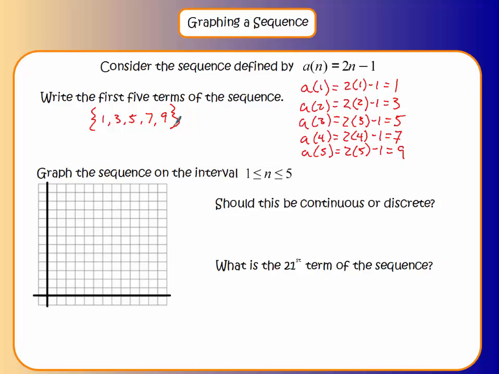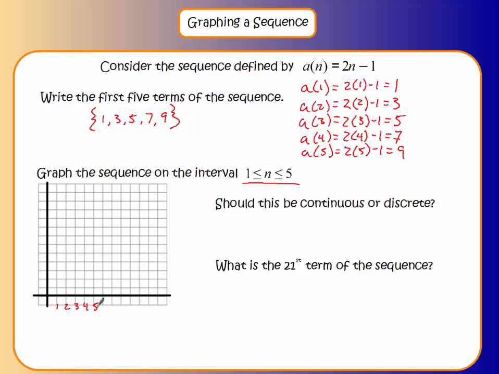Those are the first 5 terms of the sequence. Now if I want to graph this sequence on the interval where n is between 1 and 5, remember, n is just going to be what position we are in. These are like your x values. It's your domain. So I'm looking down here: 1, 2, 3, 4, 5.